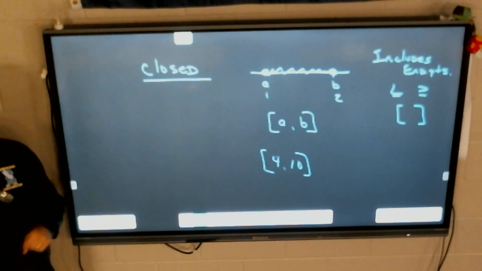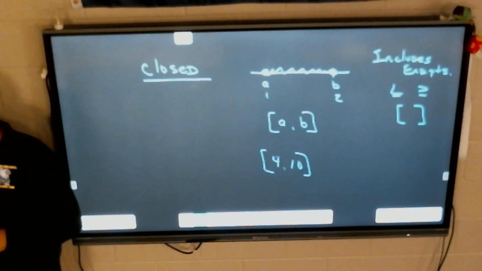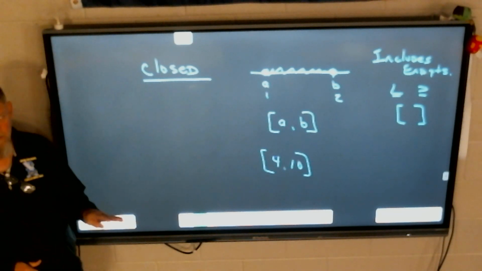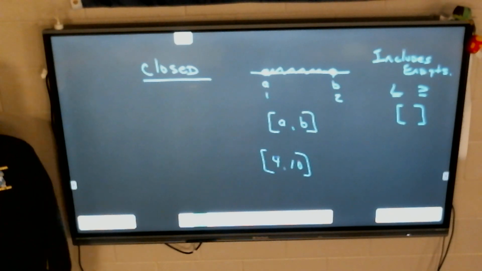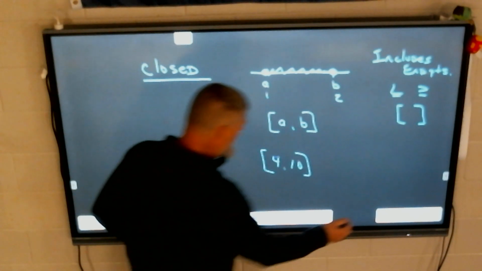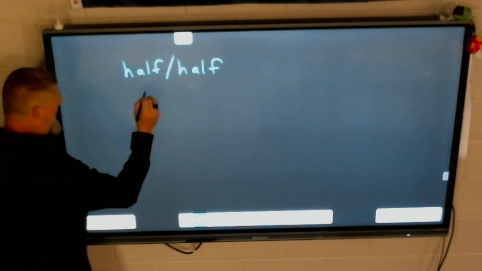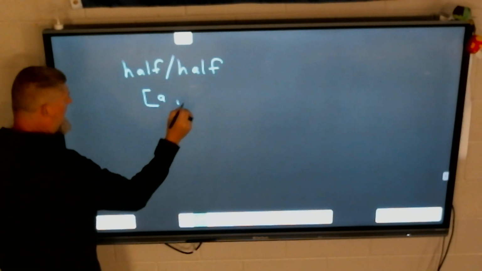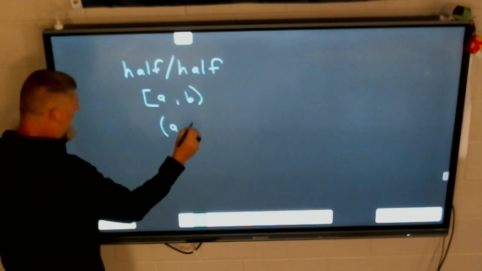Now, I told you there were more than 2. How many did I tell you there were? I think there was 4. Okay, so if there's 4 possibilities, 1 is open, 1 is closed. What are the other possibilities? Half open, half closed. And it can go either way. So that's the other 2. So we have half open, half and half. So I could have A, B, or I could have A, B.